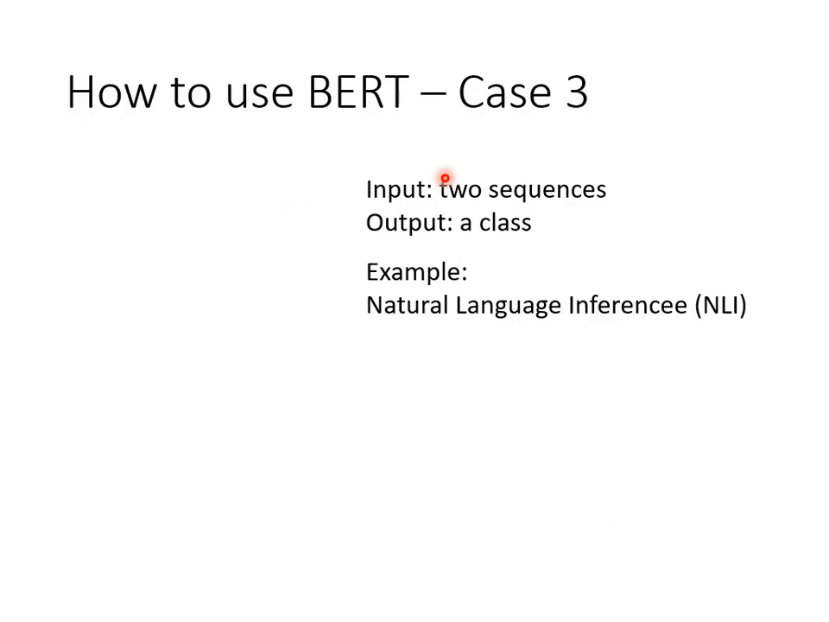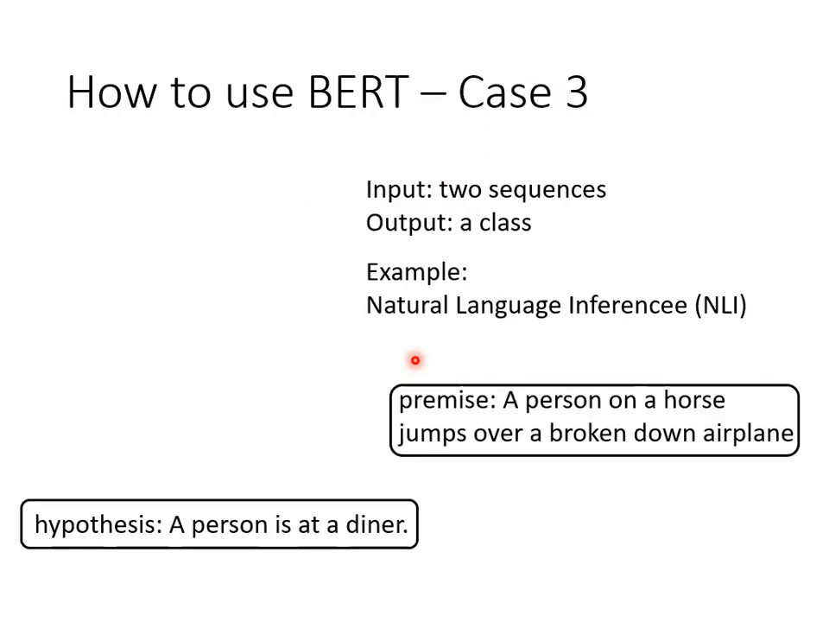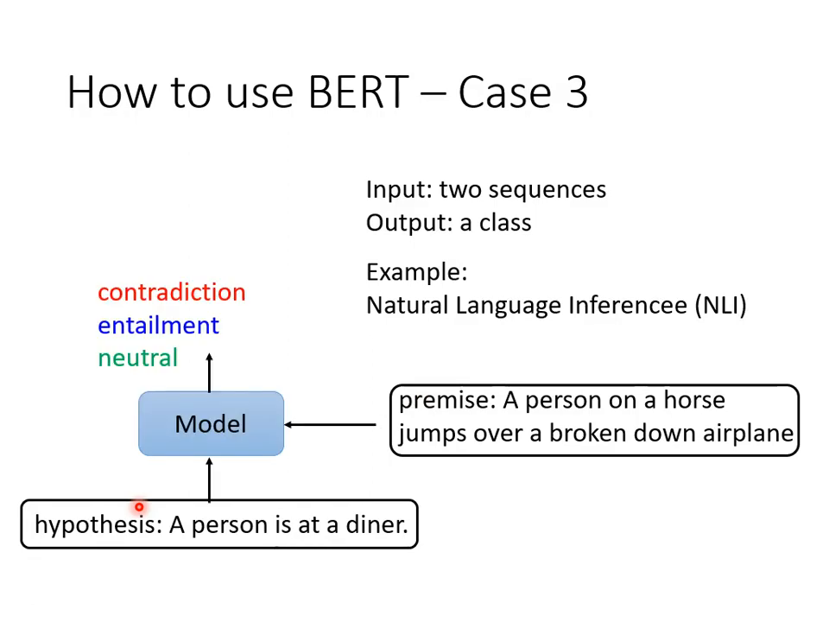What kinds of tasks take such input and output? The most common one is natural language inference, abbreviated NLI. What does it do? Here are 2 input sentences for the machine. One sentence is called the premise. The other sentence is called the hypothesis. What the machine does is judge whether it is possible to infer the hypothesis from the premise. Does the premise contradict the hypothesis, or are they not contradictory?